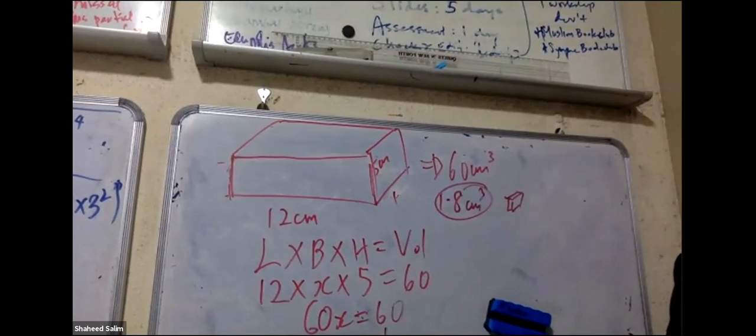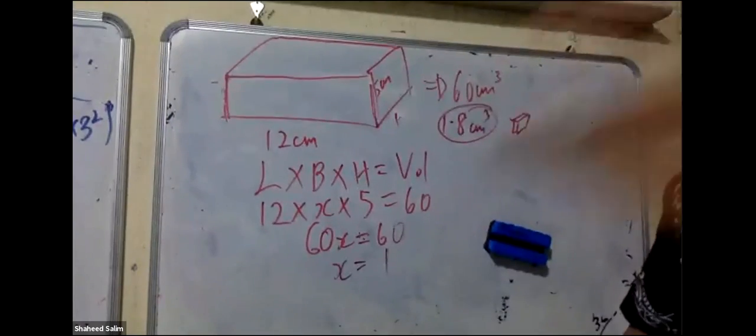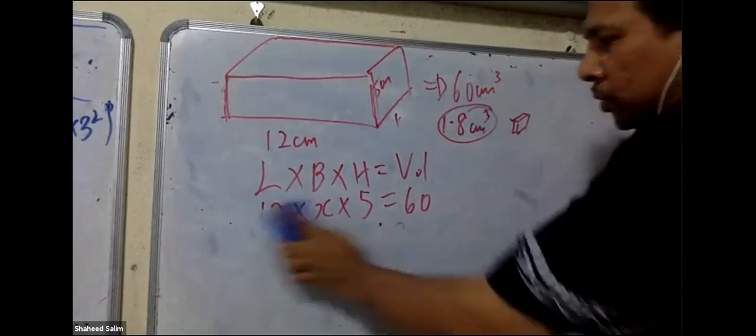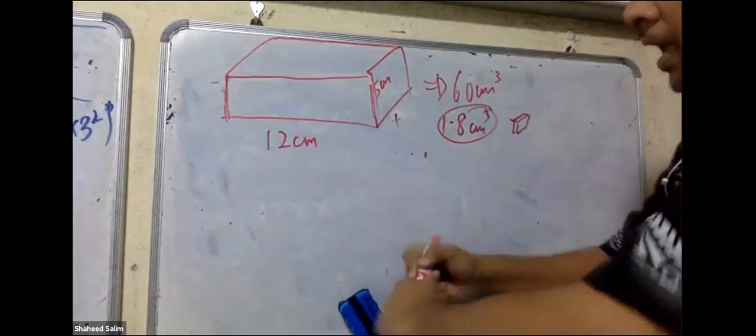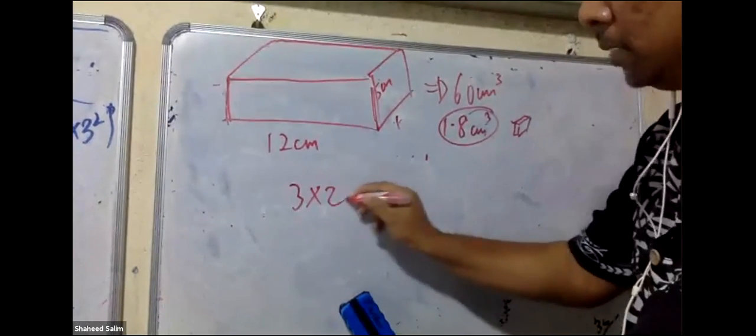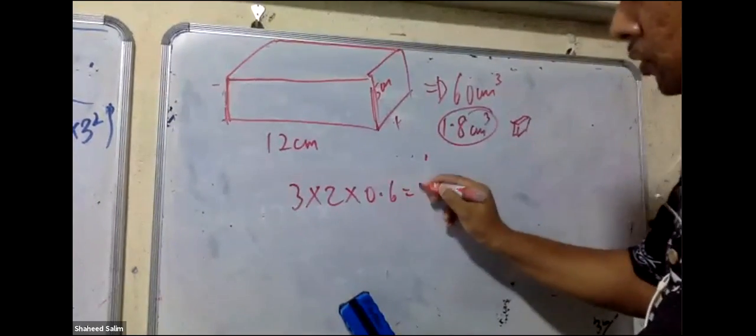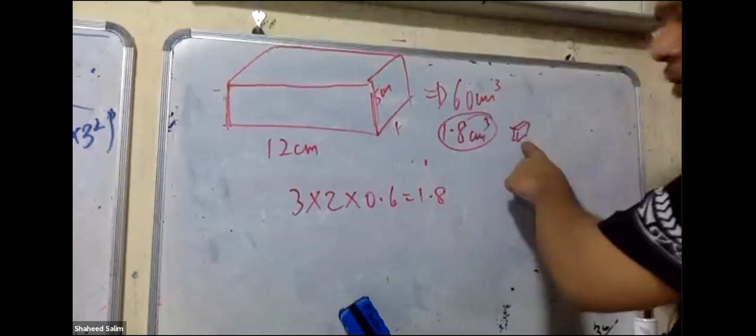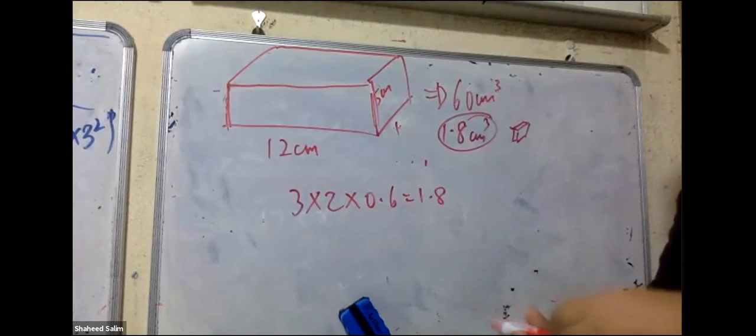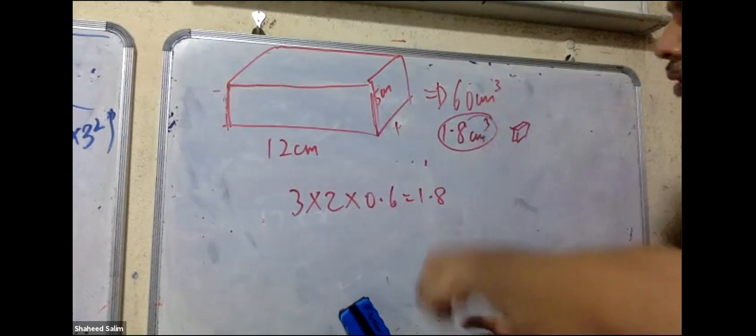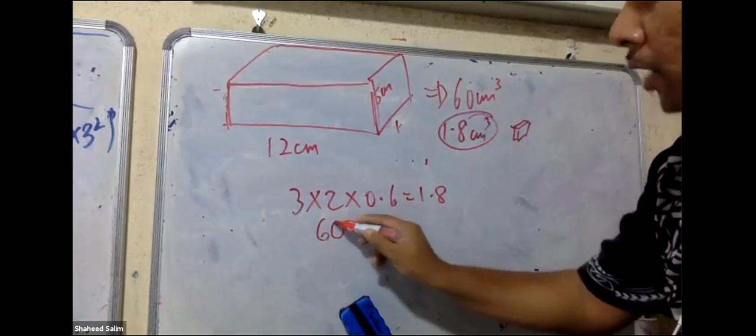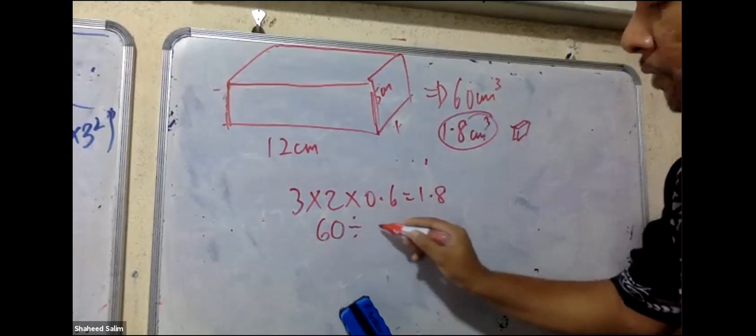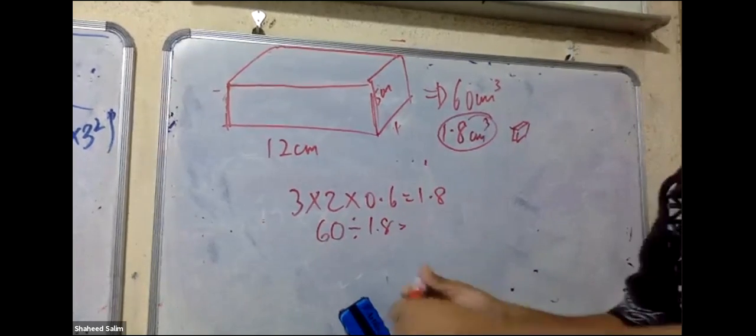You don't get it. That's not the volume now. The volume, you say 2 times 1.5 times 0.6, equals 1.8. That's the volume of one of these. So you want to find how many small cuboids can be made. So 60 divided by 1.8, how much do you get?